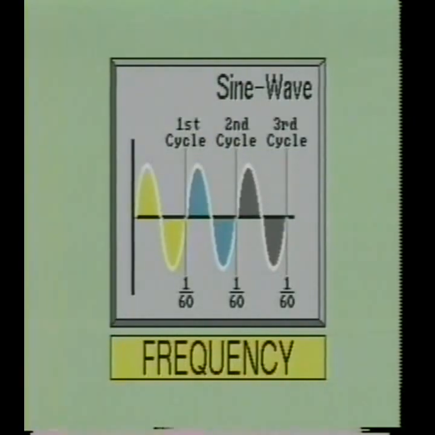Another term which is used in conjunction with AC voltages is frequency. Frequency is the number of times anything happens in a given time period. When applied to AC voltage, the frequency represents the number of cycles which occurs in 1 second. The frequency of the wave shown here would be 60 cycles per second, or 60 hertz. The AC voltages supplied to most homes in the United States have a frequency of 60 cycles per second. The frequency of an AC voltage is very important.